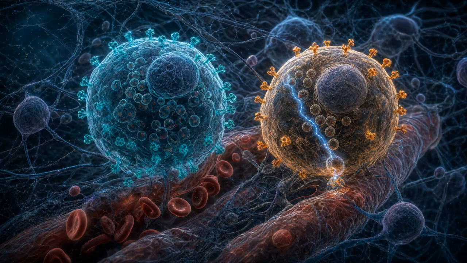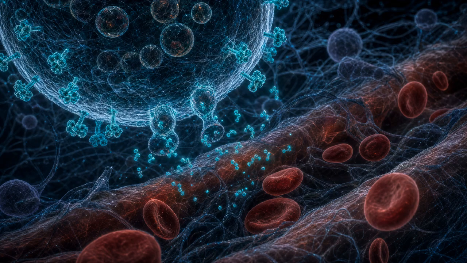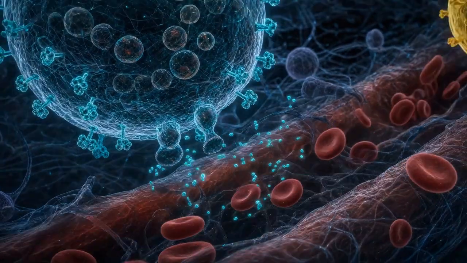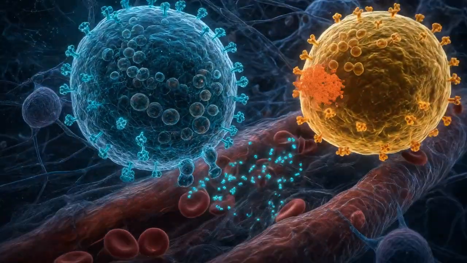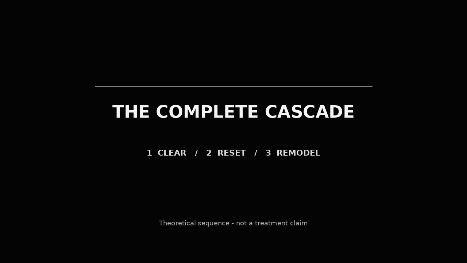The combination of CJC1295 and ipamorelin acts synergistically on the pituitary gland. Like two keys turning simultaneously, they restart the youthful high-amplitude pulse pattern, particularly during deep sleep, driving systemic anabolic repair.